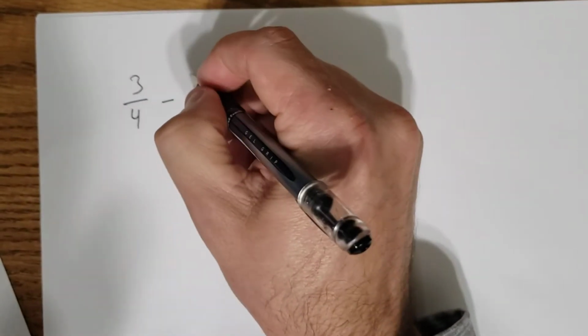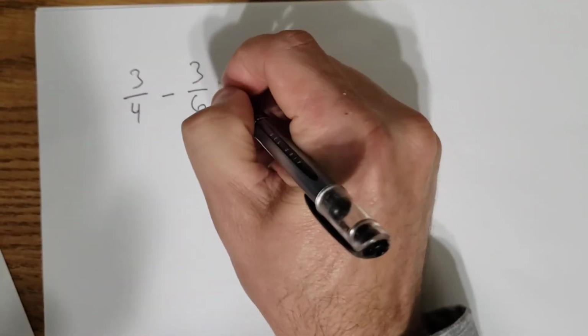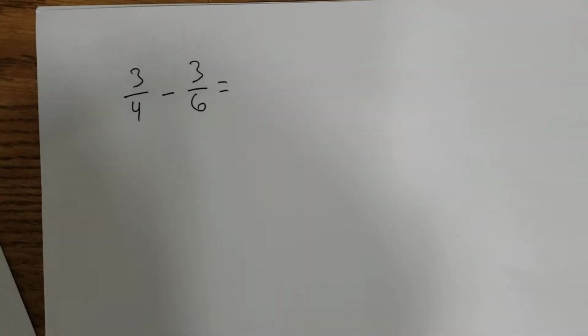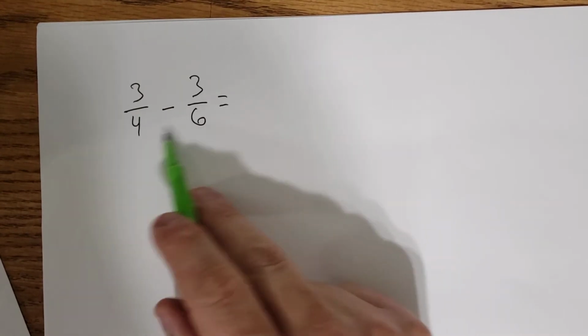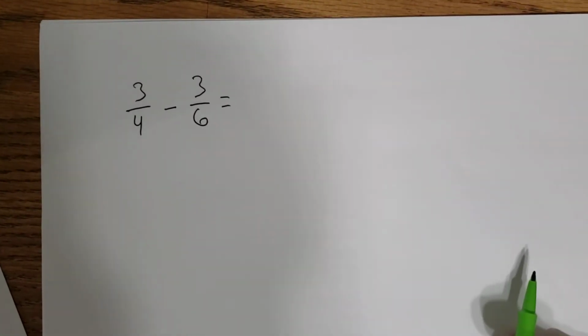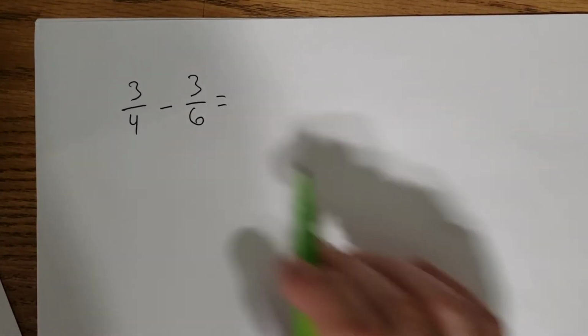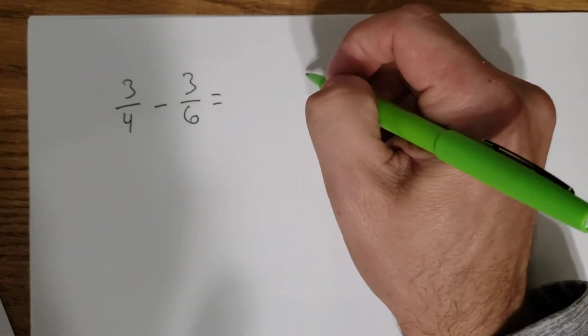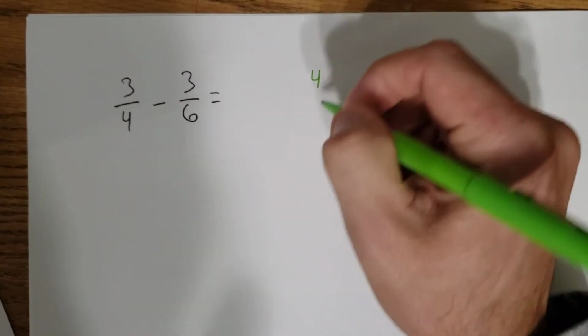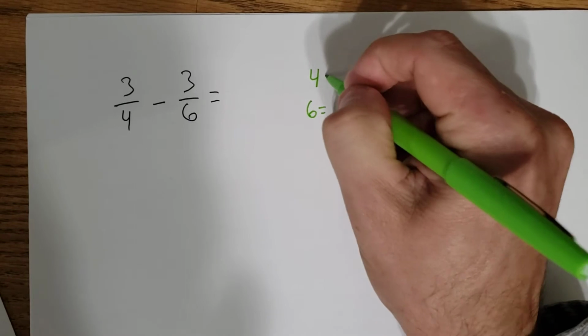3/4 minus 3/6. So when we start this problem, the first thing we notice is the denominators, the bottom numbers, are not the same. With fractions, we cannot add, we cannot subtract until we get the denominators, the bottom numbers, to be the same. So to be able to fix that, to get common denominators, we are going to look for the LCM of those two numbers, of 4 and 6.